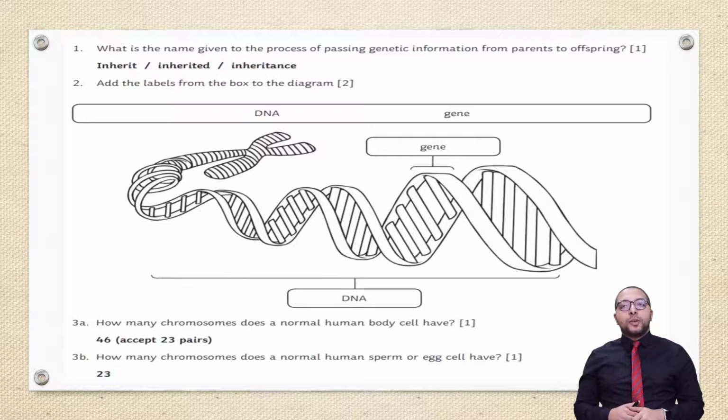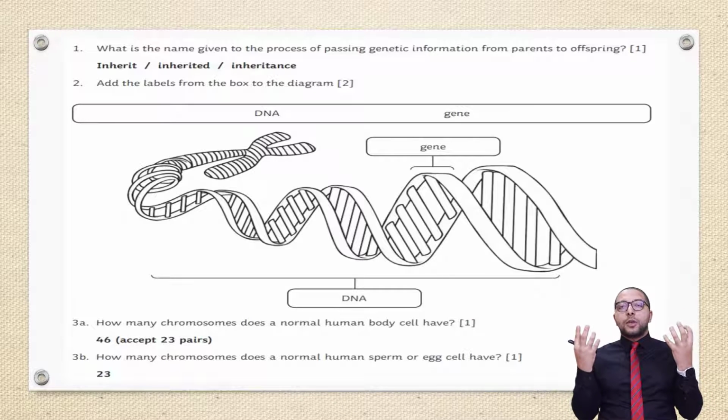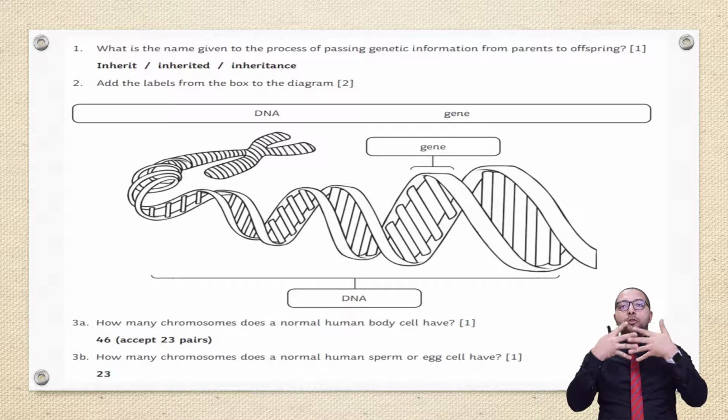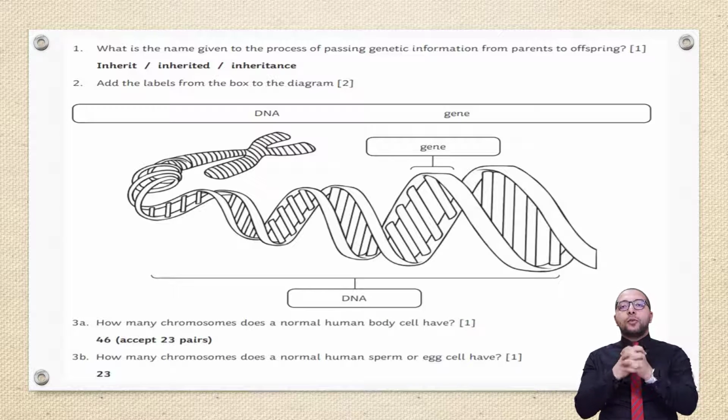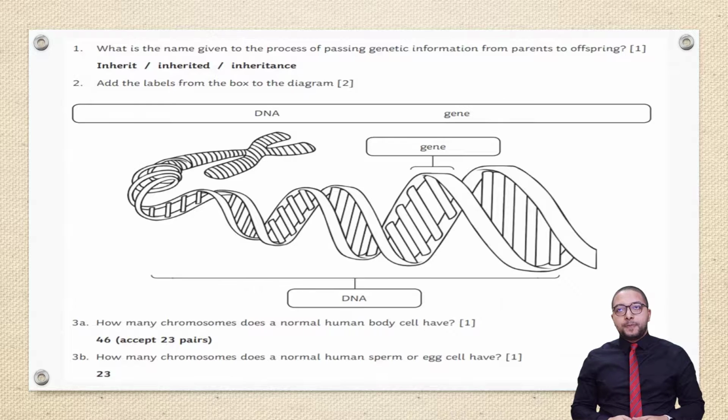And then the third question, all the cells contain 46 chromosomes, or we can write it as 23 pairs of chromosomes, and half of this number is going to represent the chromosomes found in the sperm or the egg cell. So in the sperm or the egg cell we have 23, because the 23 from the sperm is going to fuse with another 23 from the egg to make one cell which has 46 chromosomes.